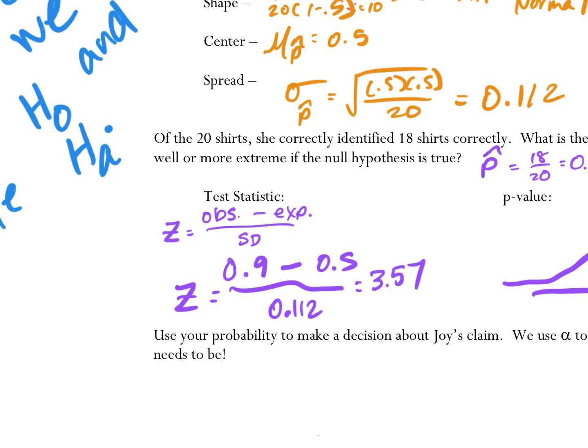All right, you guys. What this means is if she was just guessing, the probability she could get 18 out of 20 right is 2/10,000ths. Are you guys with me that it is very unlikely to get 18 out of 20 if the null hypothesis that 0.5 is true.